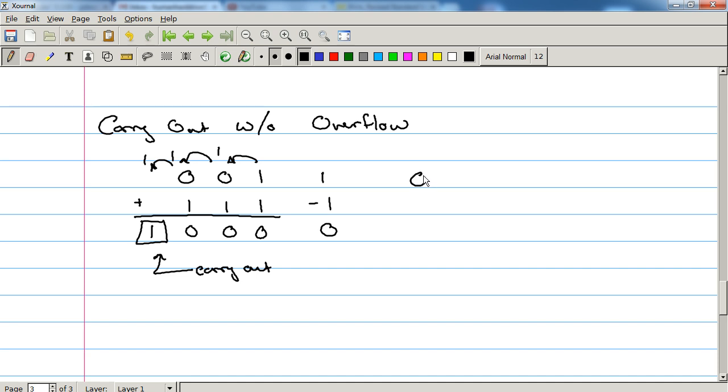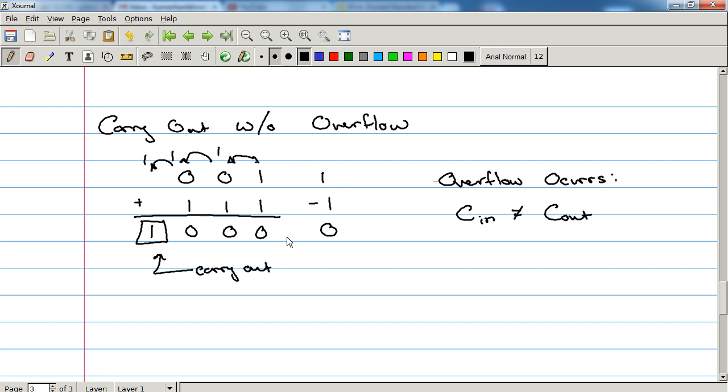So an overflow, what happened there? Overflow occurs when carry in does not equal carry out. Now carry in, see how I'm carrying from one bit to the next? I could just bring in another one here. That's called the carry in. This is the carry in, that's the carry out.